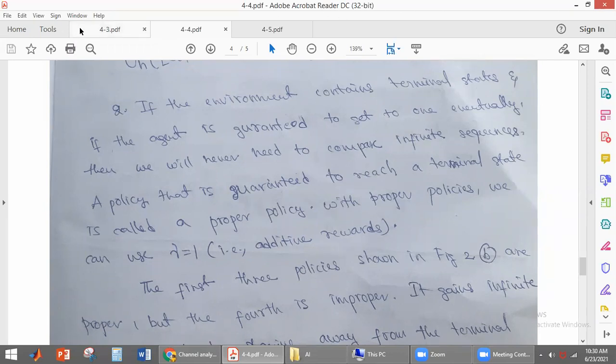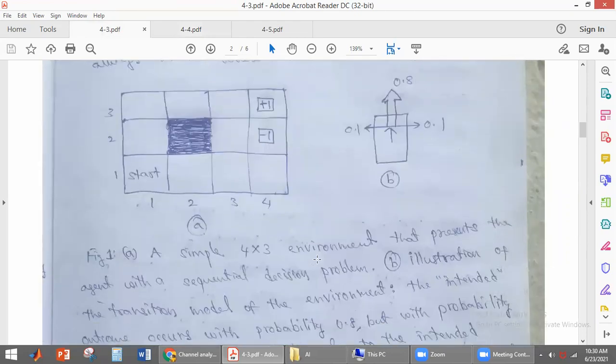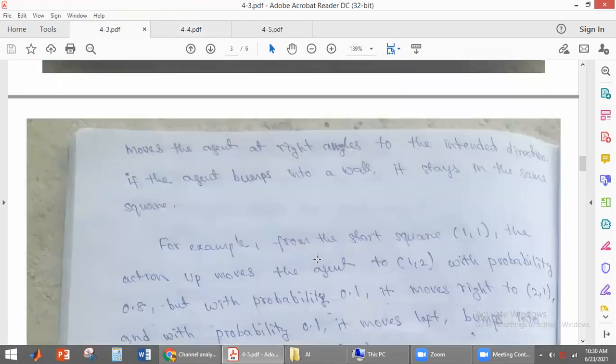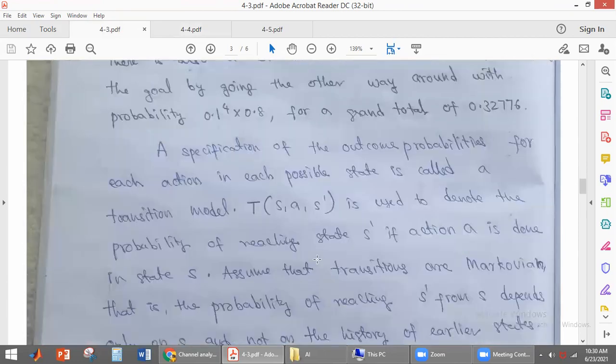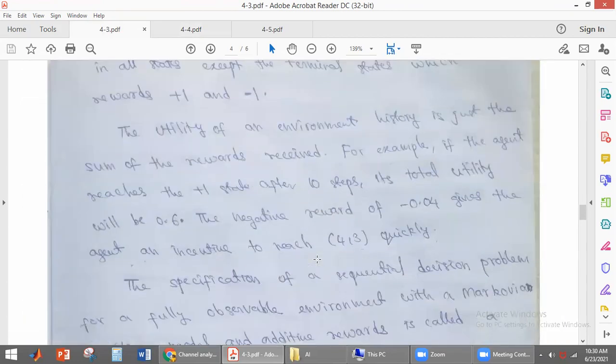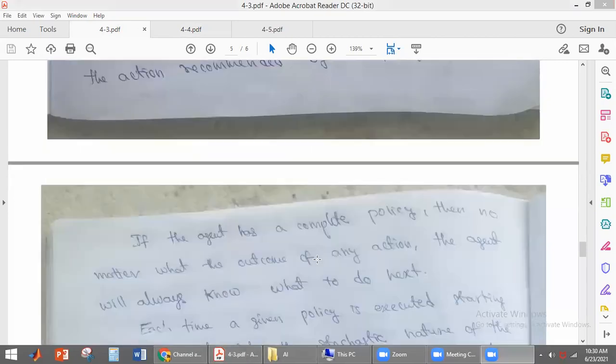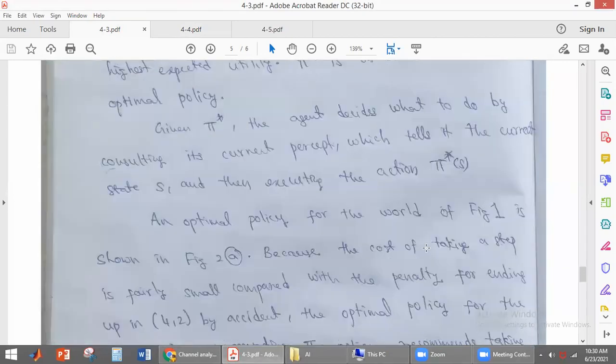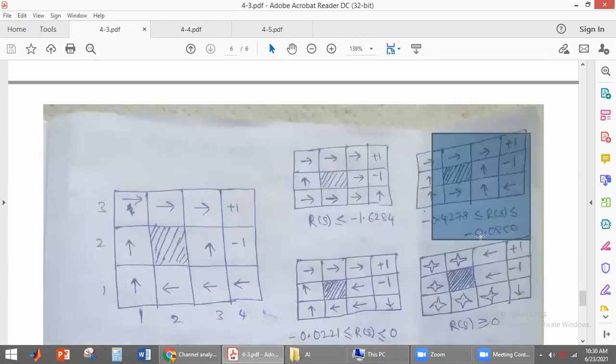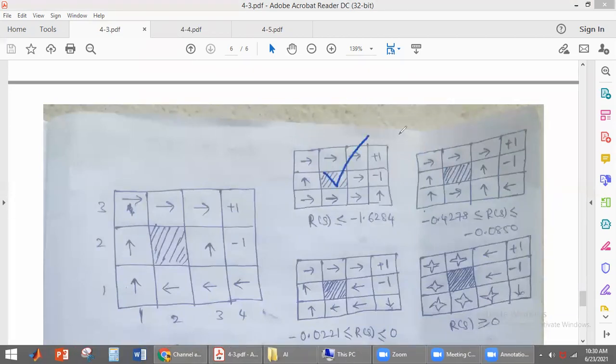So the utilities of a proper policy will be represented with additive rewards. Here we are using additive rewards to represent the proper policy. If you see this figure, students, these are the three proper policies. Here it is reaching the terminal state plus 1, reaching the terminal state minus 1. So these are the proper policies.